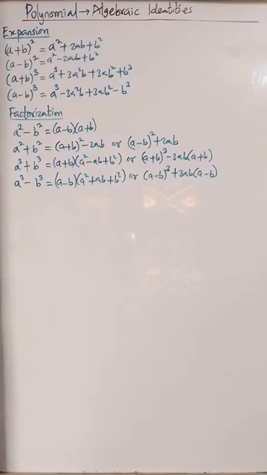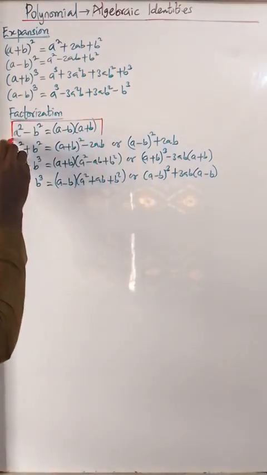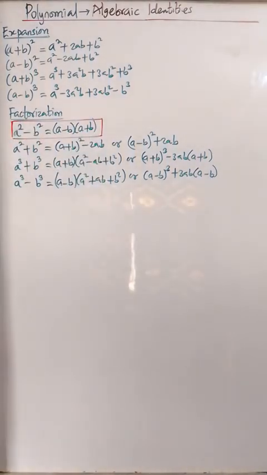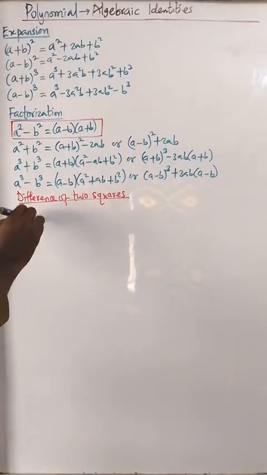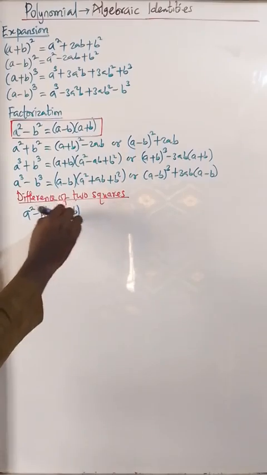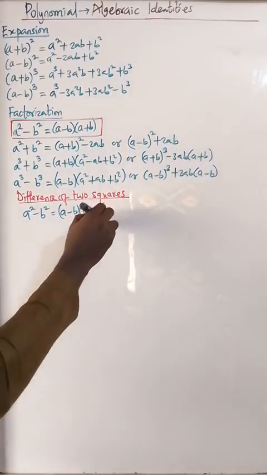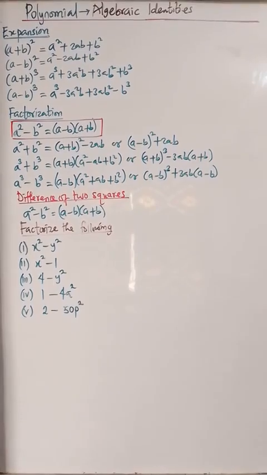And I said last class, one of the most important under factorization is difference of two squares. So for today's class, we'll focus on using this identity to solve several problems. Difference of two squares. What's the rule again? A squared minus b squared equals a minus b, a plus b. Now let's solve questions. Let us start with these simple questions first.